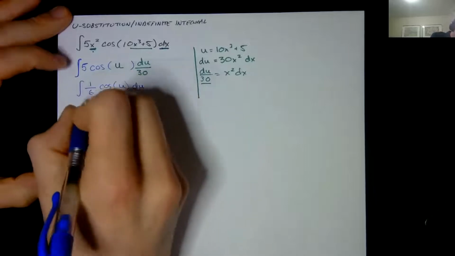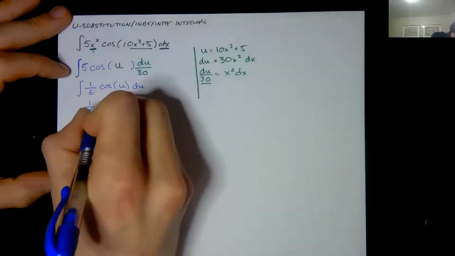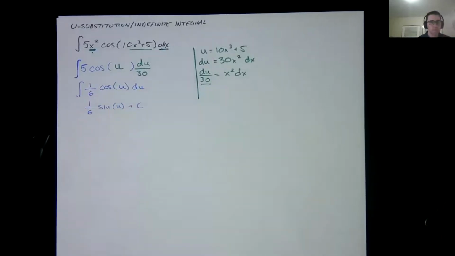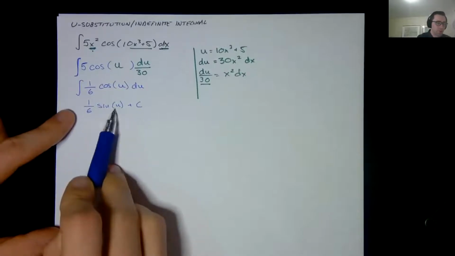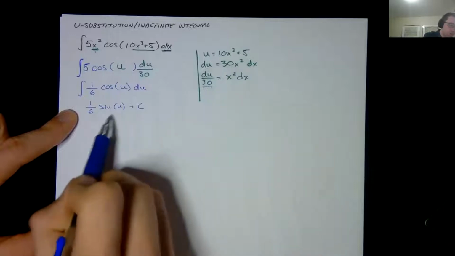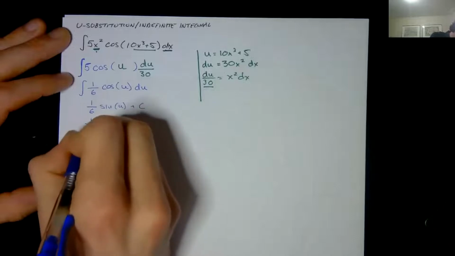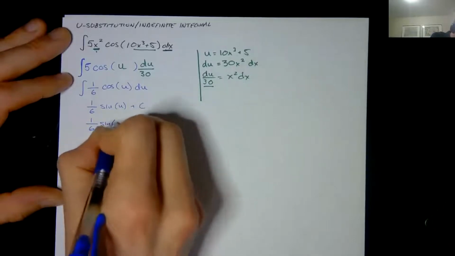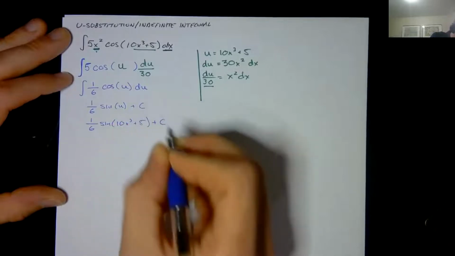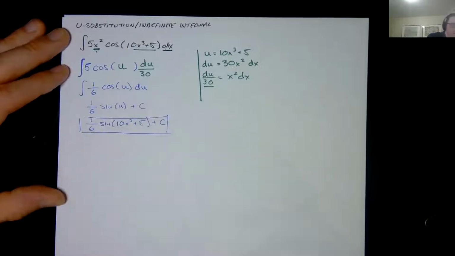With that, when I take the antiderivative of this, I get 1/6, keep my coefficient. The antiderivative of cosine of u is sine of u plus c. And right now my answer is in terms of u. I need that to be in terms of x. So I use my u equation here, replace u with 10x cubed plus 5. 1 over 6 sine of 10x cubed plus 5, close parentheses, plus c. And we've completed that u substitution question.